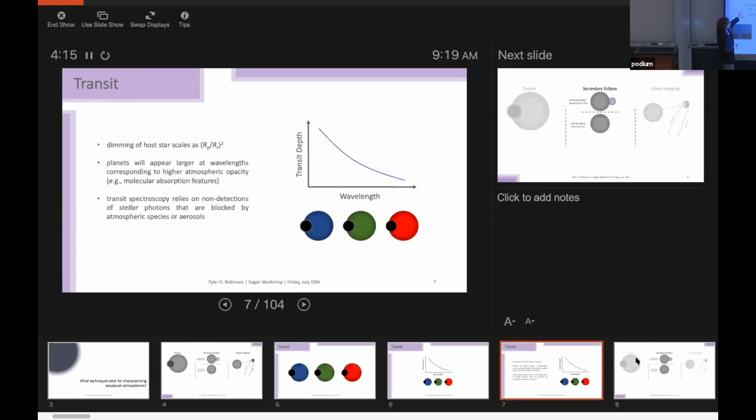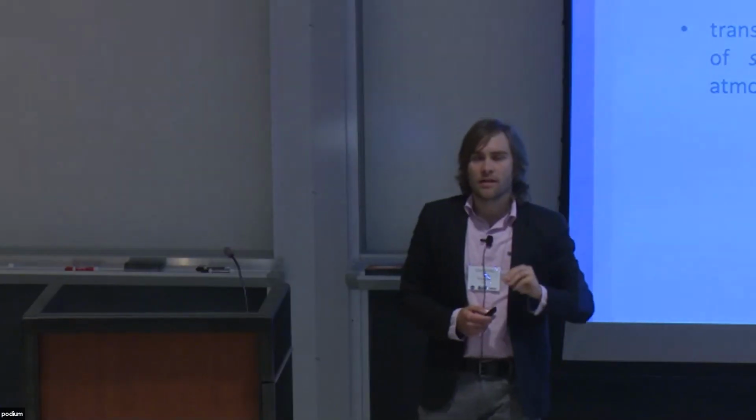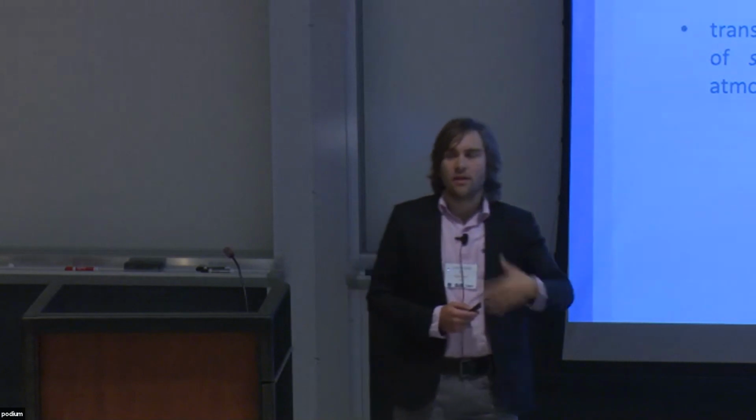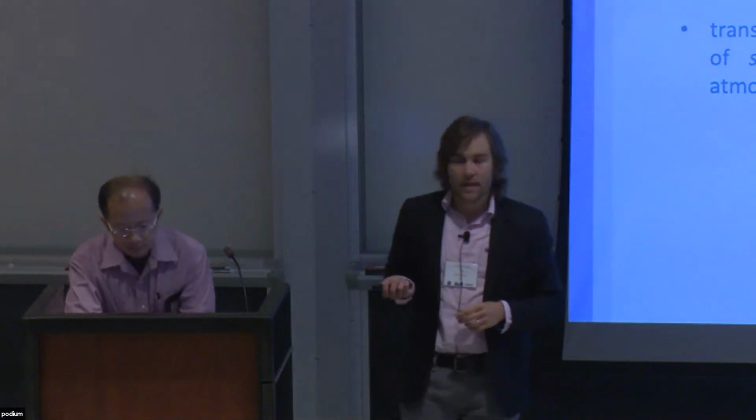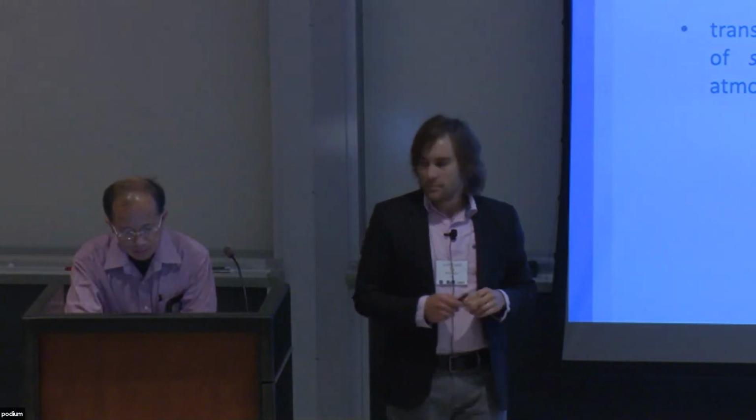And then remember that in transit spectroscopy, you're not actually detecting any photons of light from the planet. You're actually just detecting a lack of photons of light from the host star that have been blocked out by the solid disk of the planet or the atmosphere of the planet.